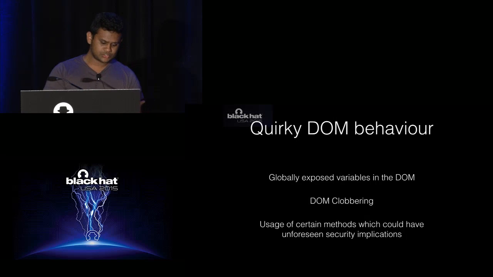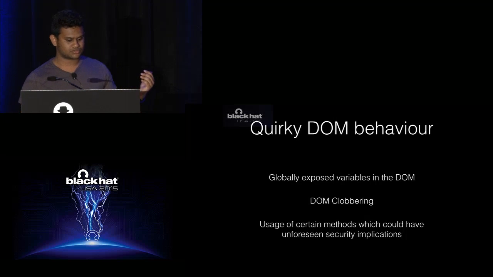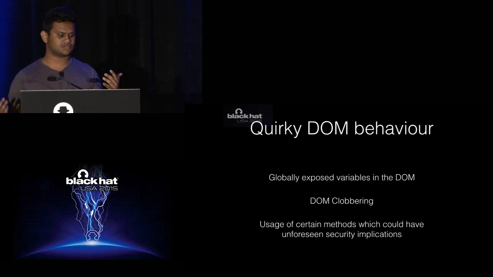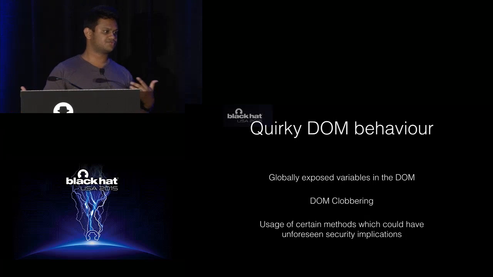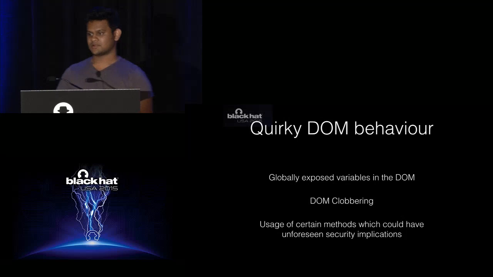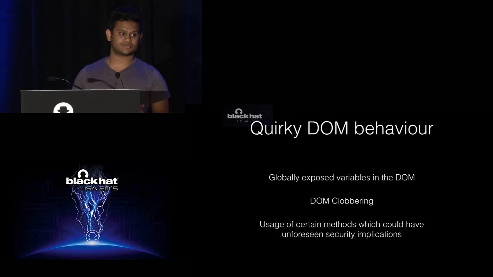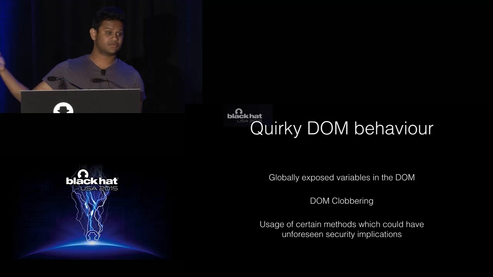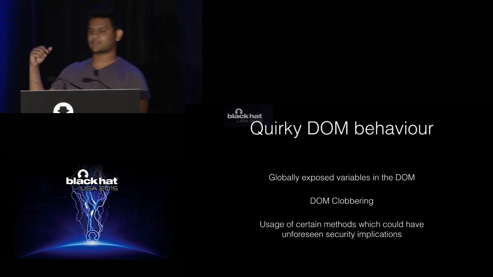And also things like globally exposed variables in the DOM. We have been hearing, hey, you shouldn't be using globally exposed variables. That's a bad idea. It's a bad JavaScript practice. It can cause bugs. But we have rarely seen problems with security issues from that. So I recently came across an issue where a global variable in combination with DOM clobbering can actually be an issue.